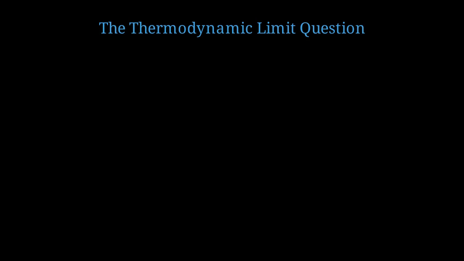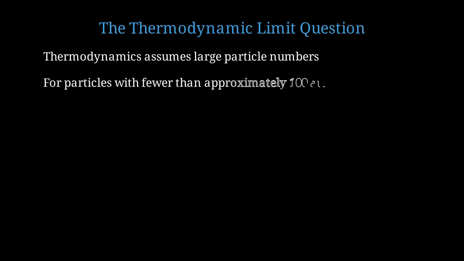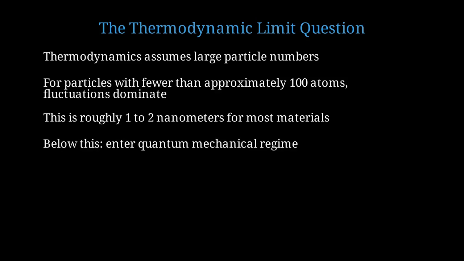Let's address a fundamental question. At what point does thermodynamics itself break down? Thermodynamics is fundamentally a statistical theory that assumes large numbers of particles and well-defined temperature and pressure. For particles with fewer than approximately 100 atoms, thermal fluctuations become comparable to average properties, and the concept of temperature becomes fuzzy. This corresponds to roughly 1 to 2 nanometers for most materials, which is precisely where we calculated the surface crossover occurs. Below this scale, we must abandon thermodynamics entirely and use full quantum mechanical descriptions.